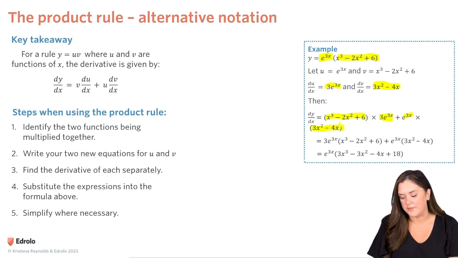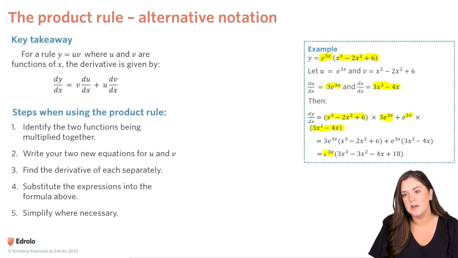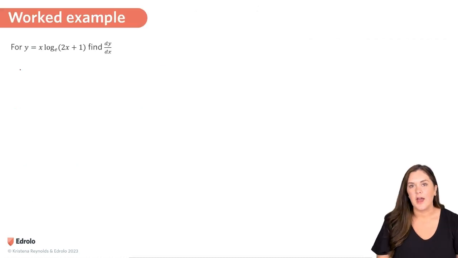So simplifying all of that down, we can actually take out e to the power of 3x as a common factor. And then we have e to the power of 3x times (3x cubed, 3x squared, 4x plus 18). We have for y equals x times log e of 2x plus 1, find dy dx.